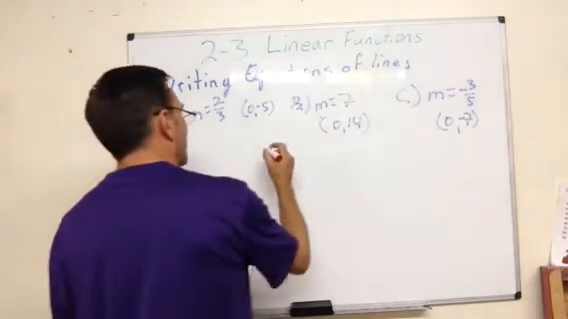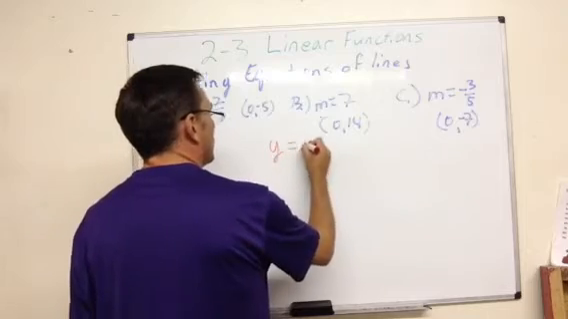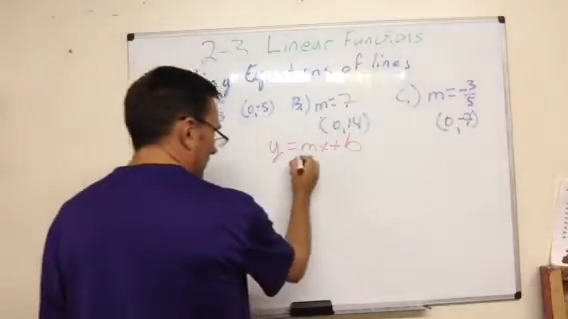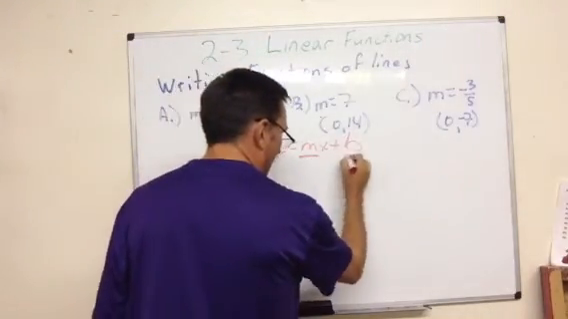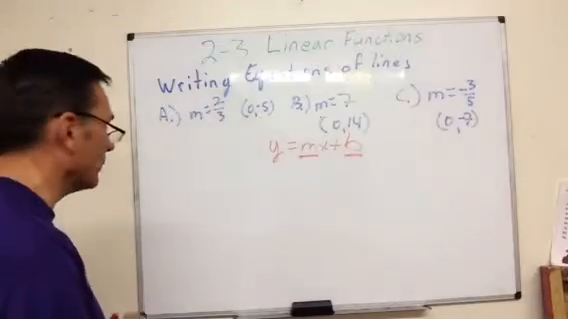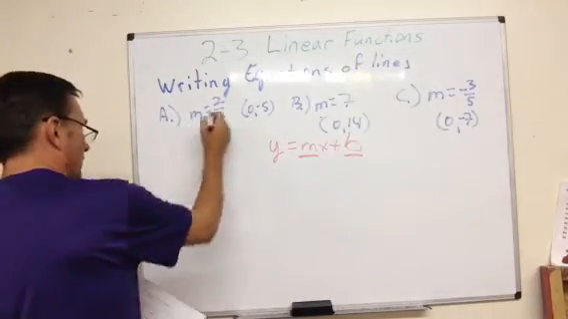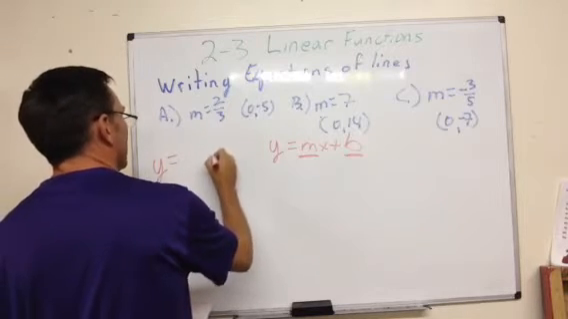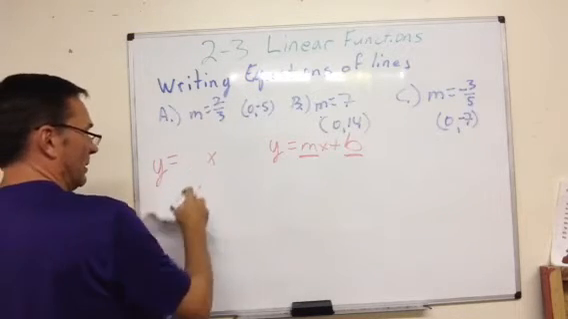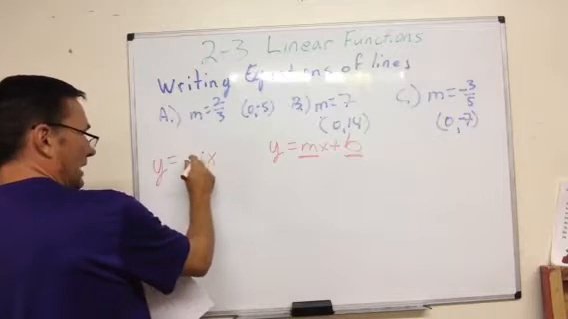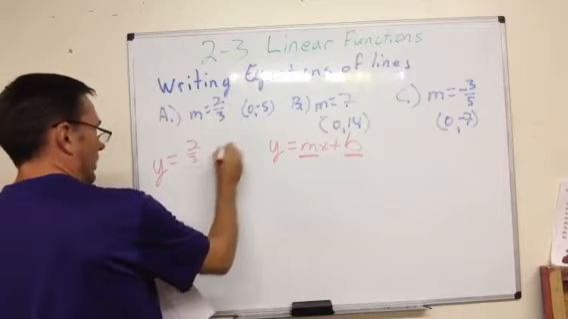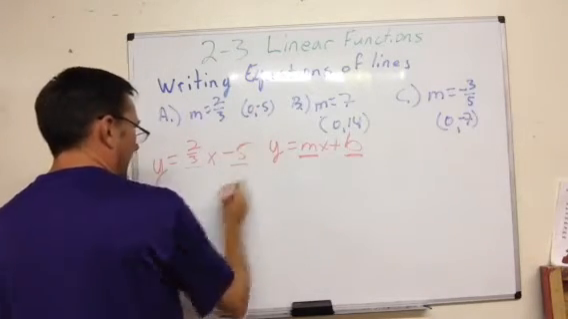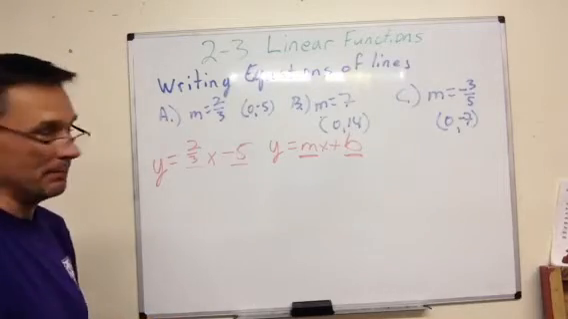Again, we want to focus on y equals mx plus b. With this, the numbers we have to find are the m and the b value. When we're given this information for letter A, we know we have y and x in here, our input and output. Fill in the m value, 2/3. Fill in the y-intercept, in this case -5. And we're done with that problem.